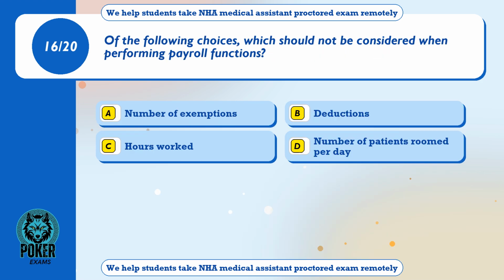Question 16. Of the following choices, which should not be considered when performing payroll functions? Option A, number of exemptions. Option B, deductions. Option C, hours worked. Option D, number of patients roomed per day.